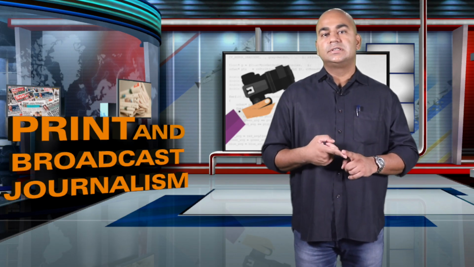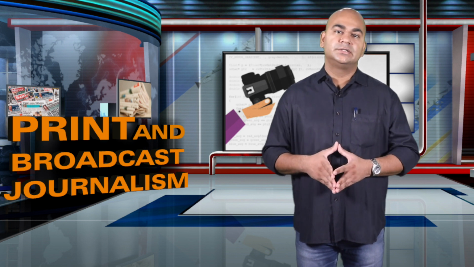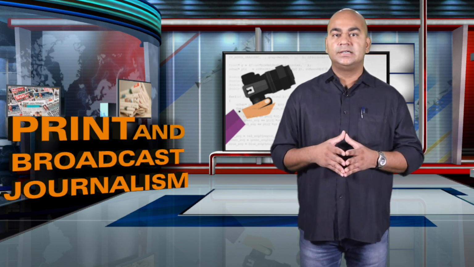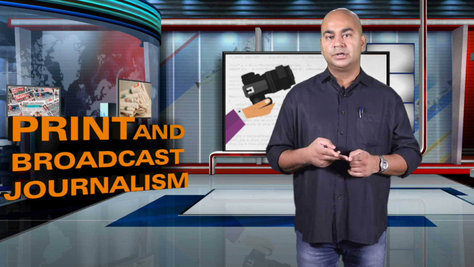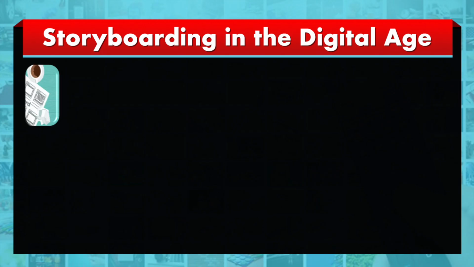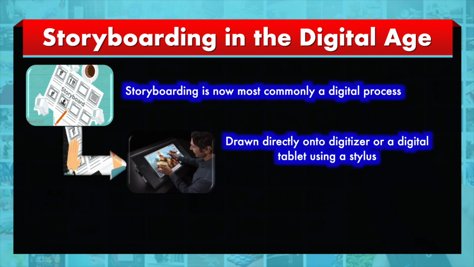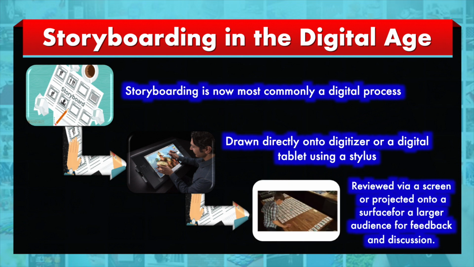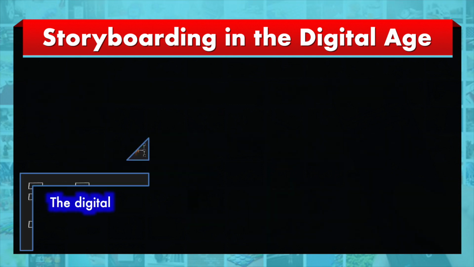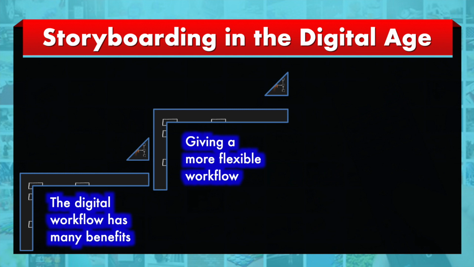Today, digital processes are leading all the production phases of a media product, right from pre-production to post-production and all the steps in the middle. Storyboarding, like many other media product processes, is now most commonly a digital process too, drawn directly onto a digitizer or a digital tablet using a stylus and reviewed via screen or projector onto a surface for a larger audience for feedback and discussion.